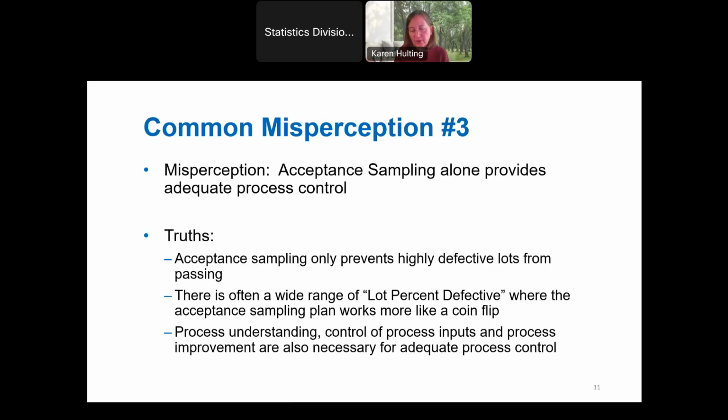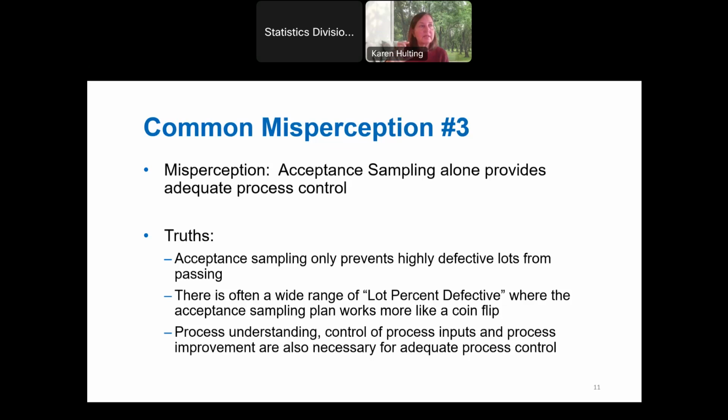And then the third misconception, and I would say this is much, much less common than it used to be, maybe 20, 30 years ago, is that acceptance sampling provides adequate process control. It just doesn't. Many, many years ago, it was pointed out that acceptance sampling is reactive. All it does is check the quality after product is produced. It is not enough, because it still allows some level of defects to get through.